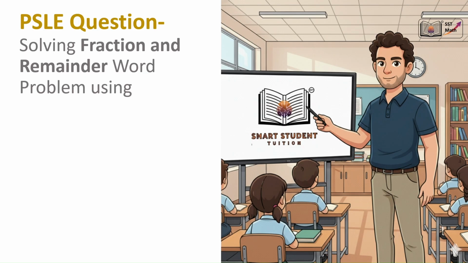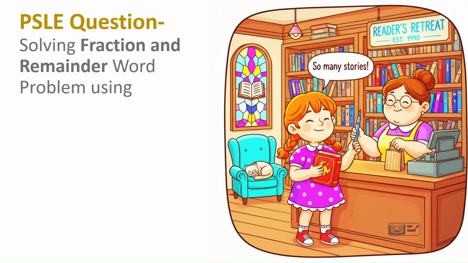Today we're going to look at one PSLE type of question involving fraction and remainder and Jane. Yes, she is Jane, and she went on a shopping spree in the question to buy some books and a pen. And she forgot how much money she has at first. And we're going to help her find out.